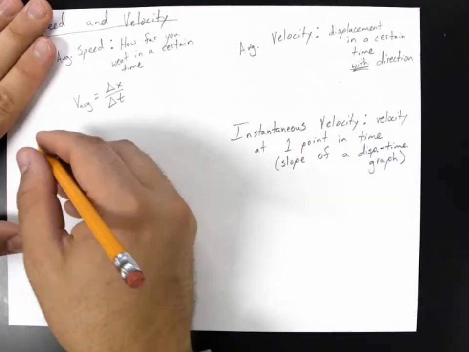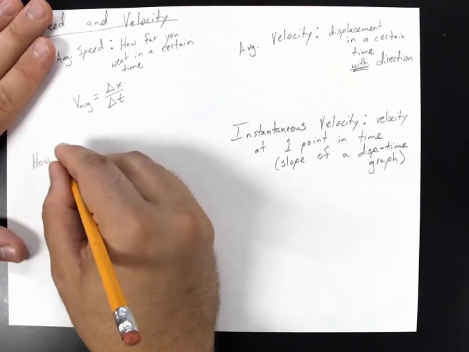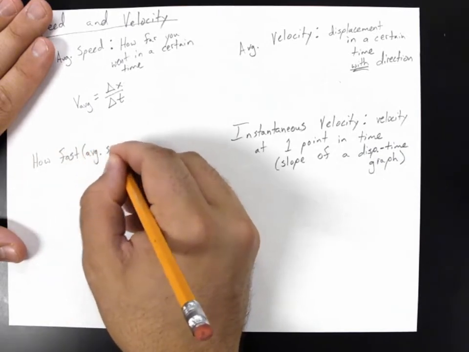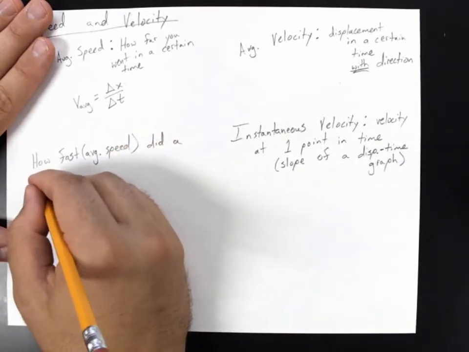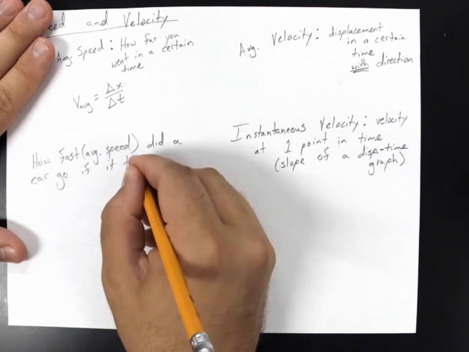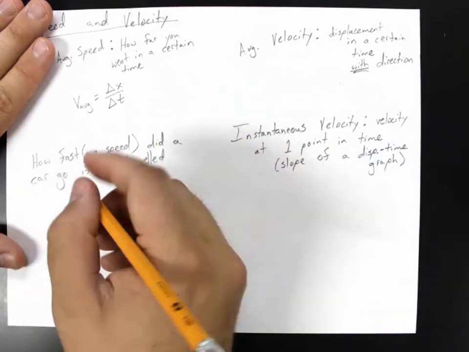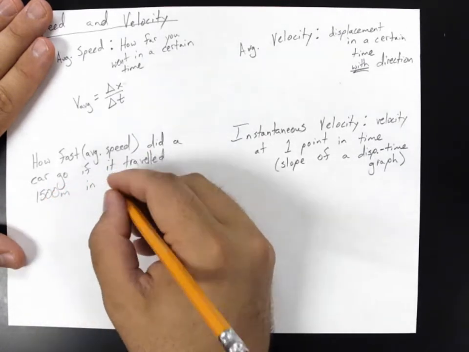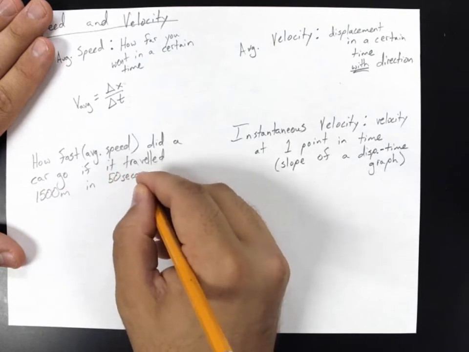So here's our example. How fast, average speed, did a car go if it traveled 1,500 meters, random number, in a certain amount of time, let's say 50 seconds? Okay, it's probably going to be kind of slow.